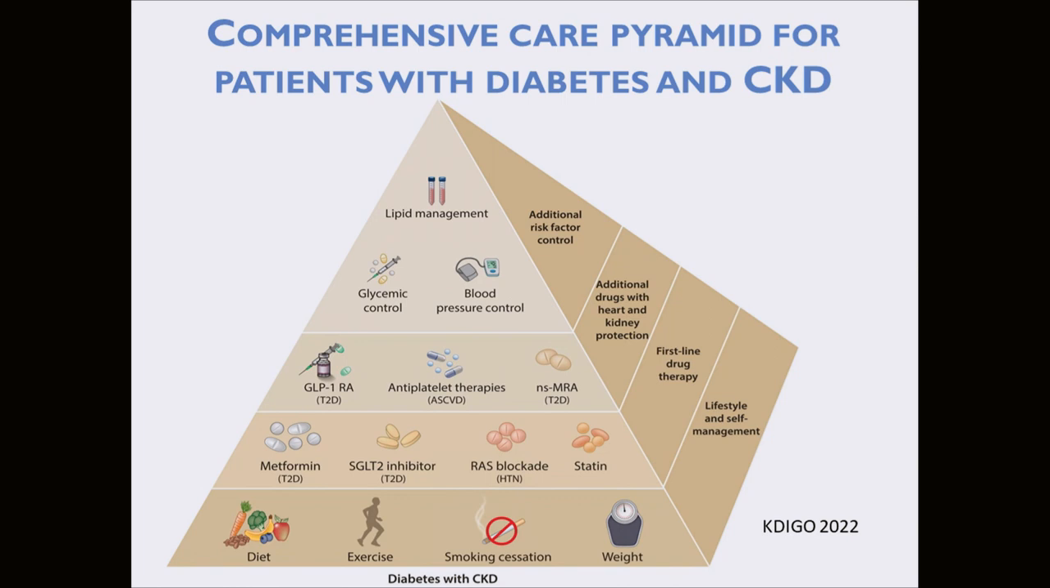And this is the comprehensive pyramid in patients with diabetes and CKD. At the base, diet and exercise. Then use anti-diabetic medication along with statin and RAS blockade. For cardiovascular protection, use GLP-1 receptor agonist, mineralocorticoid receptor antagonist, and also antiplatelet. For further protection, tight control of lipid, tight control of glucose, and also tight control of blood pressure, to prevent CKD progression and also reduce cardiovascular disease.